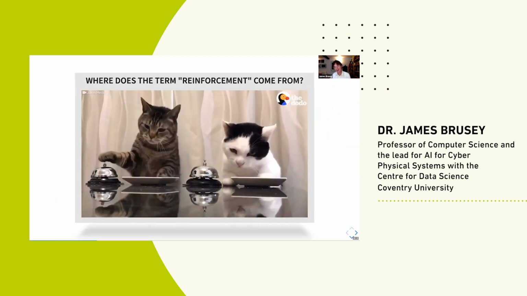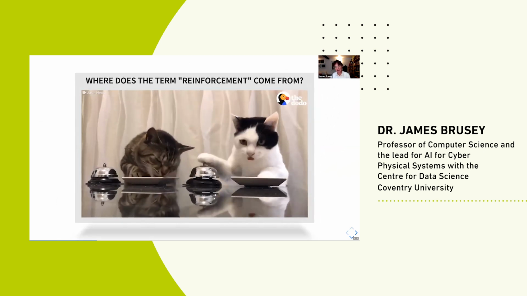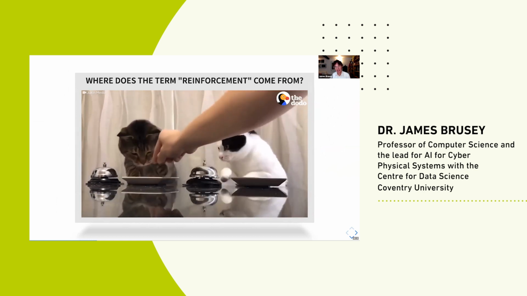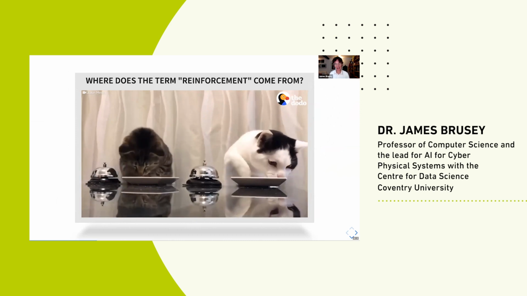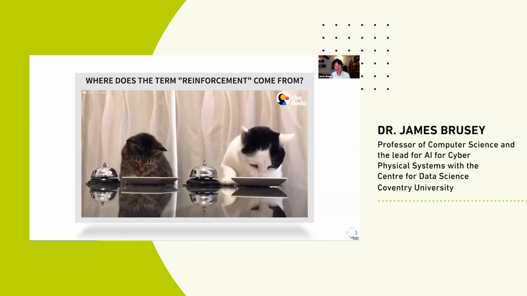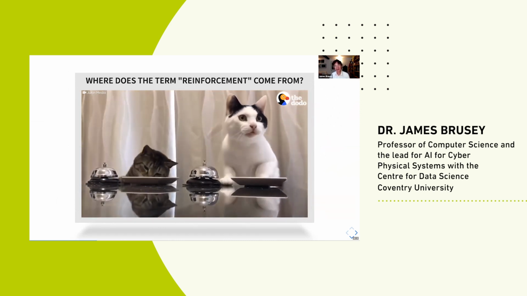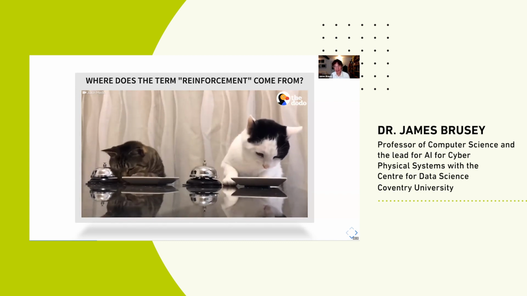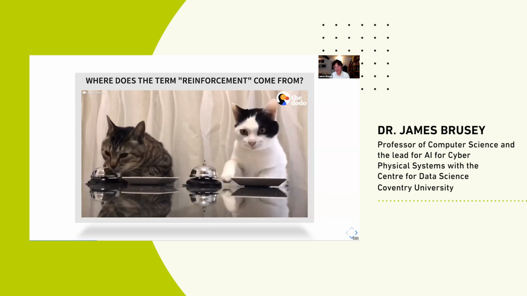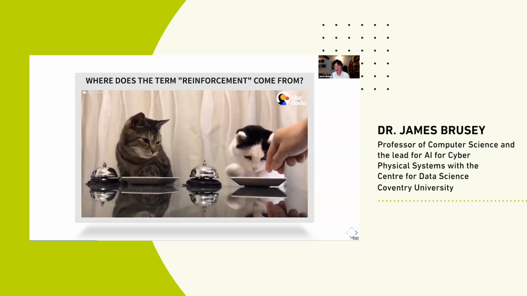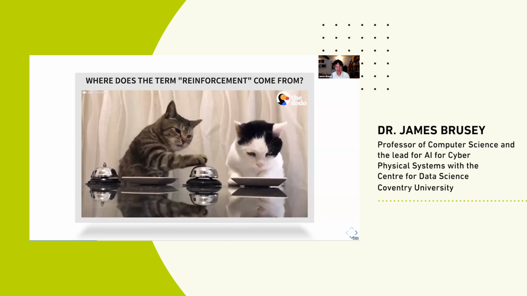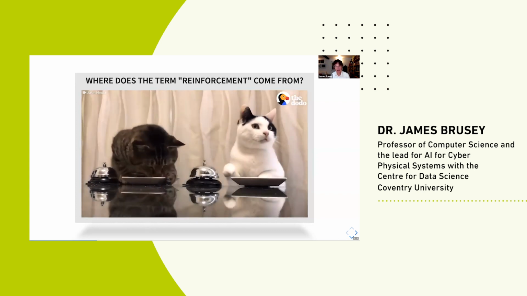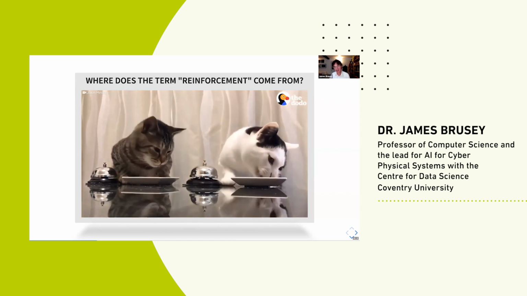So where does reinforcement come from? Well, very much from psychology, the idea that we have in our brains that we get some reward for doing something that gives us food. And that's built in partly because it enables us to keep feeding ourselves. We wouldn't have evolved this far. We wouldn't have survived as humans if we didn't have that built-in reward mechanism.